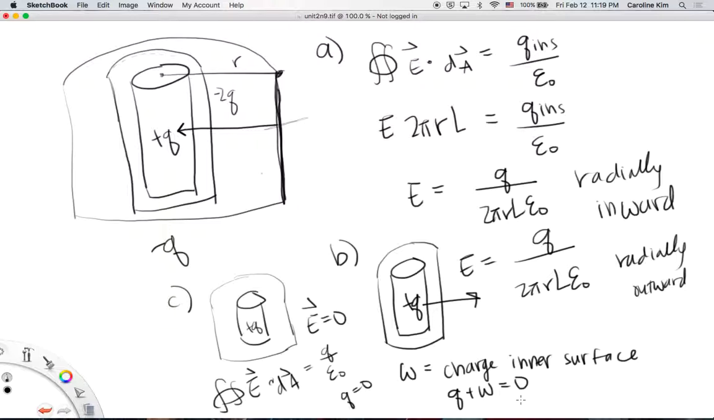So we get that W equals negative Q, and then we know that the total charge of that shell is negative 2Q. So the outer surface also has to be a charge of negative Q for them to add up to be negative 2Q. So that's why negative Q is distributed on both the inner and outer surfaces of that conducting shell. And that is number 9.